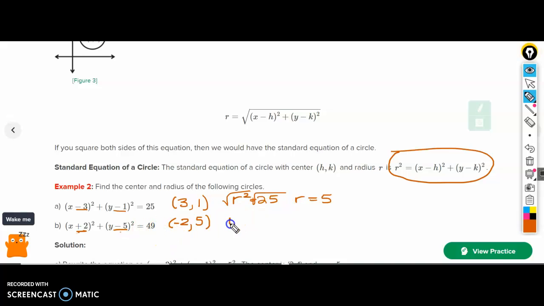And then we have r squared is 49. It means it's already squared. That means we have to square root it. And our r is going to equal 7.